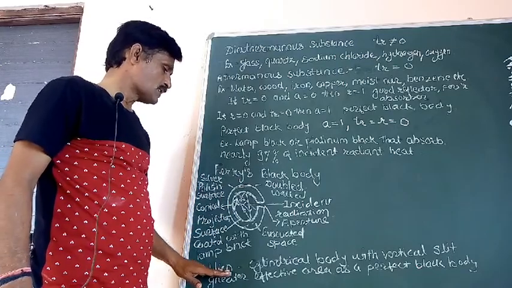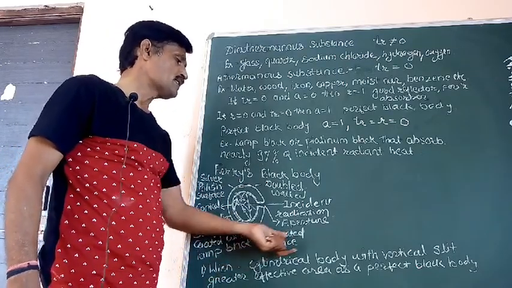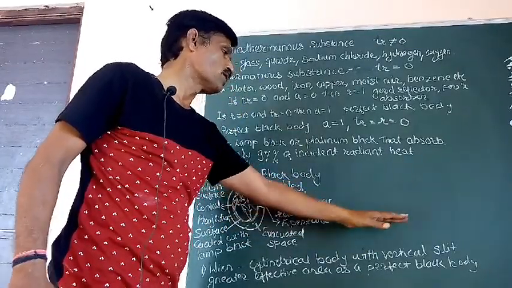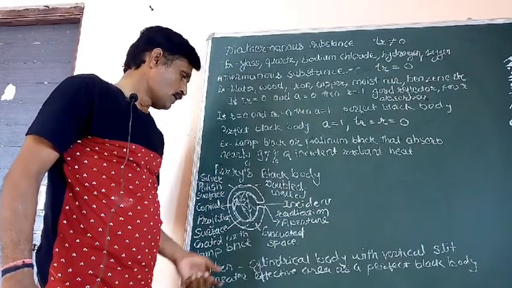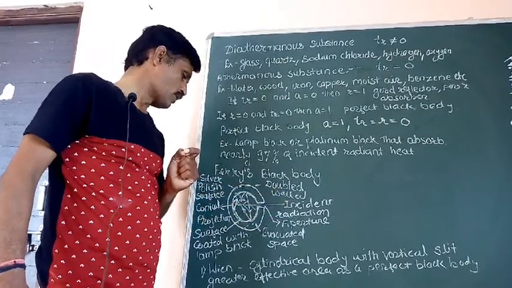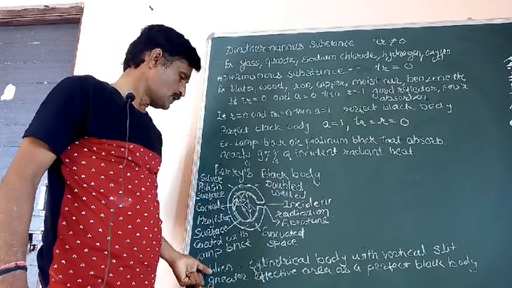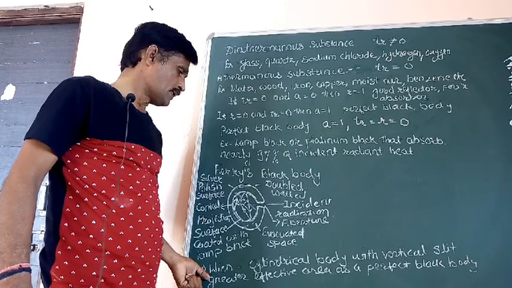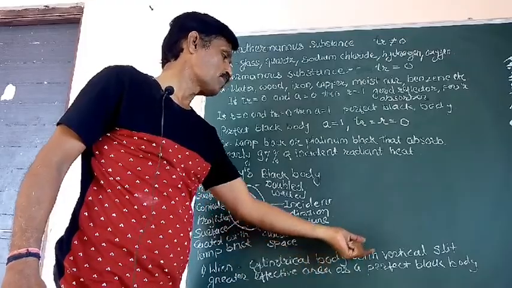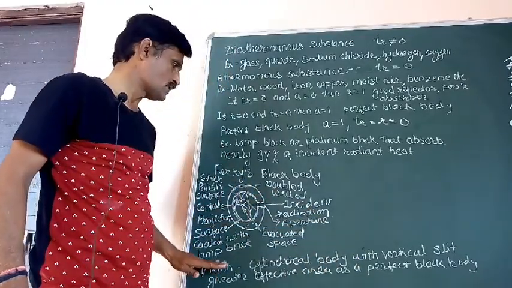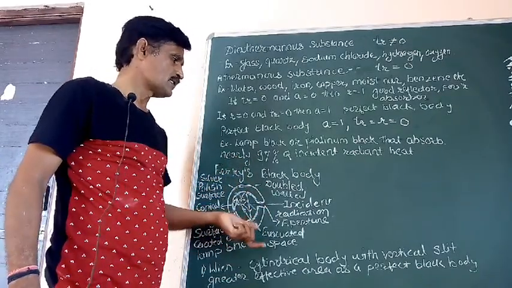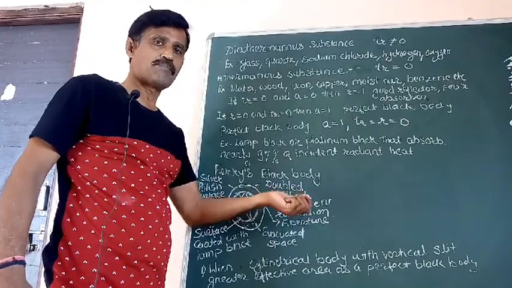Another scientist took a cylindrical body with a vertical slit as its opening or aperture and performed the experiment. It acts as a perfectly black body. In this case, it has a greater effective area as a perfect black body. Another one, the lens cavity radiator, also acts as a black body.